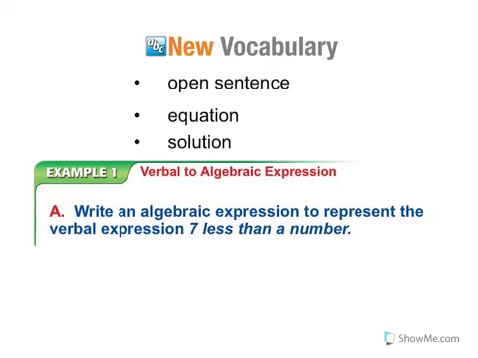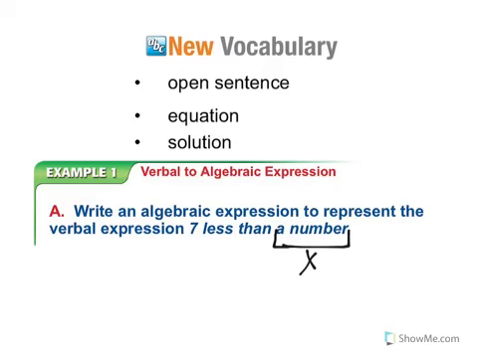The new vocabulary you'll see is open sentence, equation, and solution. Example number 1, verbal to algebraic expression. Write an algebraic expression to represent the verbal expression 7 less than a number. In this case, I would break this down, and I would start with a number. We don't know what this is, so typically when we don't know what it is, we let it be a variable like an x, a y, a z. It doesn't matter what letter as long as it's a variable. So in this case, I'm just going to use an x.